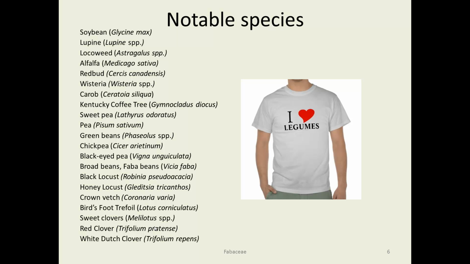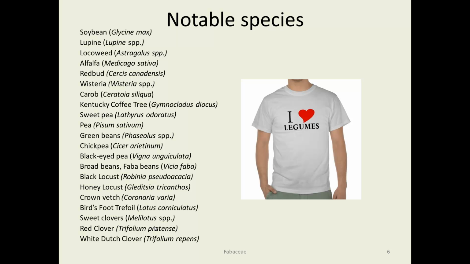This is a short list of notable species. Soybean, lupins, local weeds, more of those out west than in Iowa, but some here even. Alfalfa, redbud, a lovely spring blooming tree, wisteria. Carob, used as a chocolate substitute. Kentucky coffee tree, native to Iowa. Sweet pea, a nice garden flower. Peas, green beans, chickpeas, black-eyed peas, broad beans, faba beans, all garden vegetables.